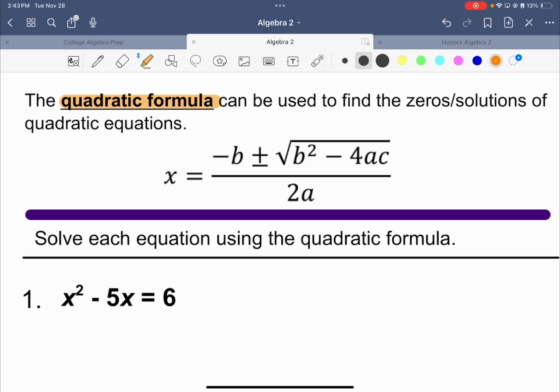Will we be getting this? Wait, are these just going to be A, B's, and C's like in the standard form? Go ahead, write it down.